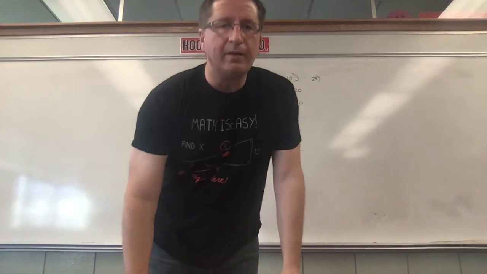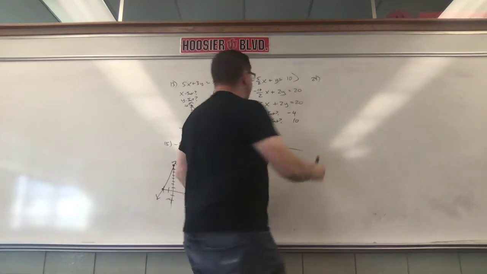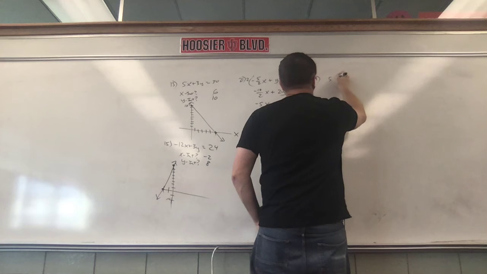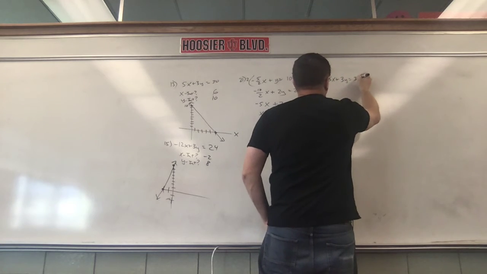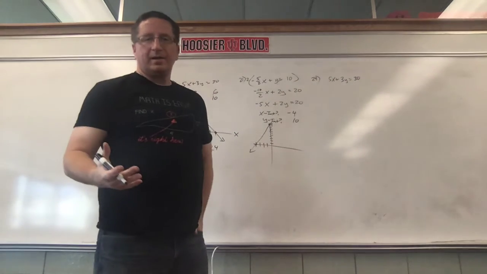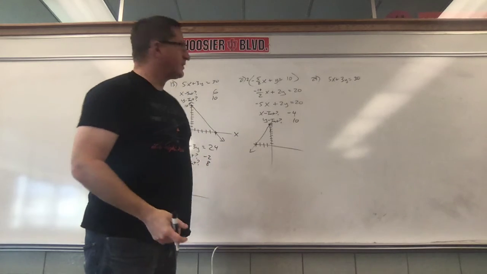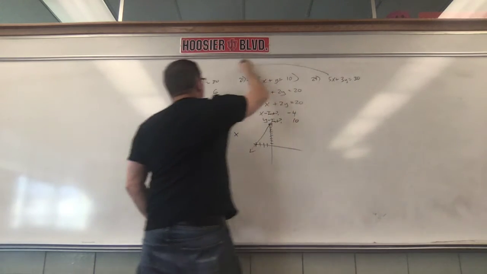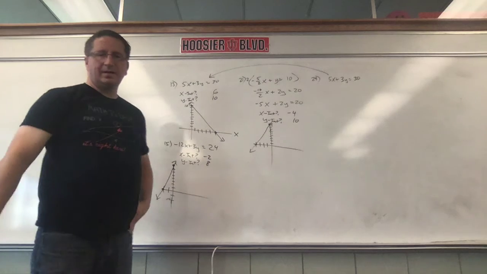Okay, so we have 5x plus 3y is 30. We're going to make this one really, really quick. You know how I'm going to do this one right here? 5x plus 3y is 30? I already did it. It's right there.